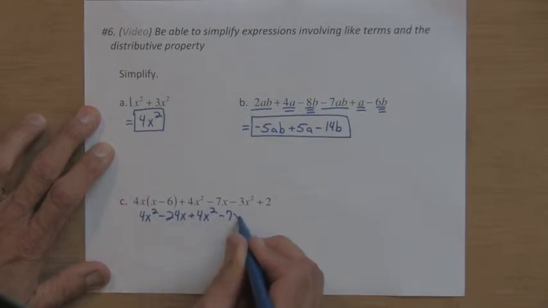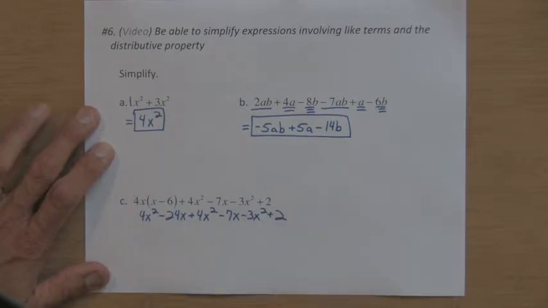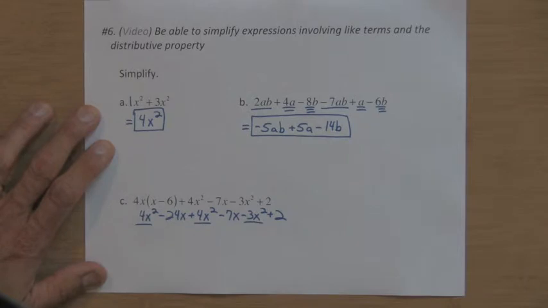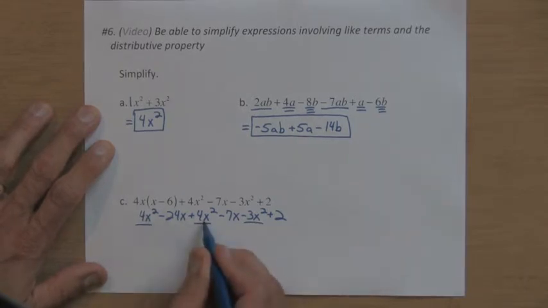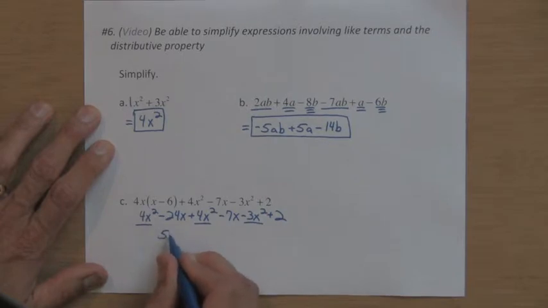And then go back and look at like terms and what can I simplify. So we have this. We have x squared terms. We have one here, we have one here, we have one there. So 4x squareds plus 4 more is 8x squareds. Take away 3 of them, you have 5x squareds.